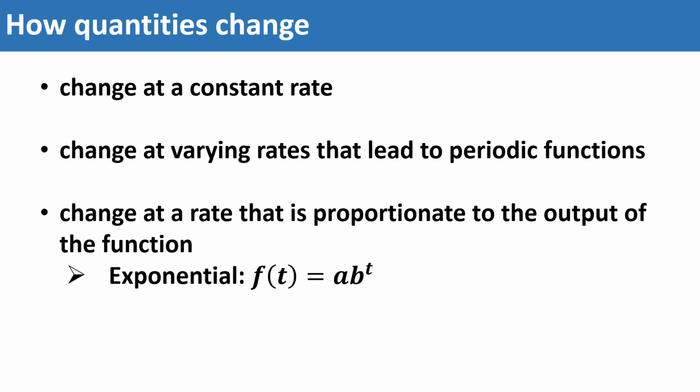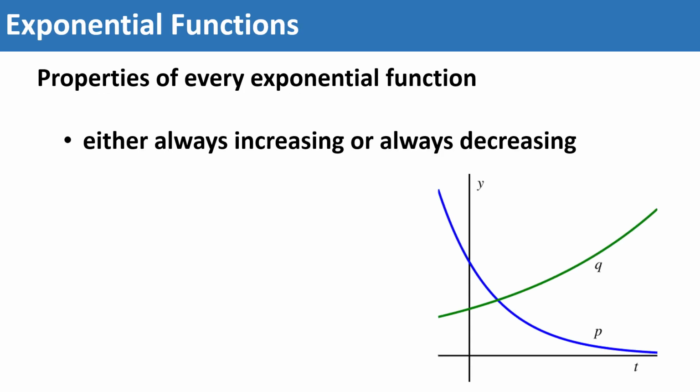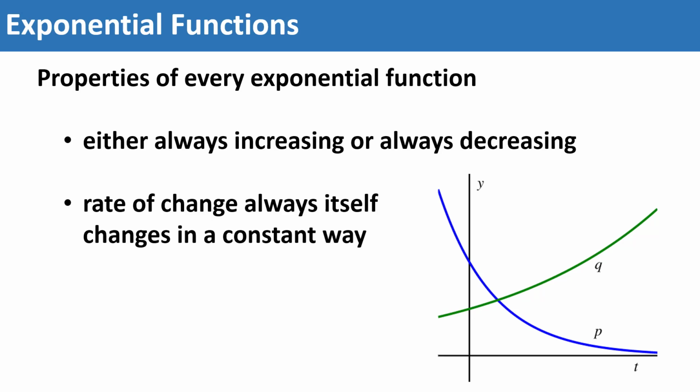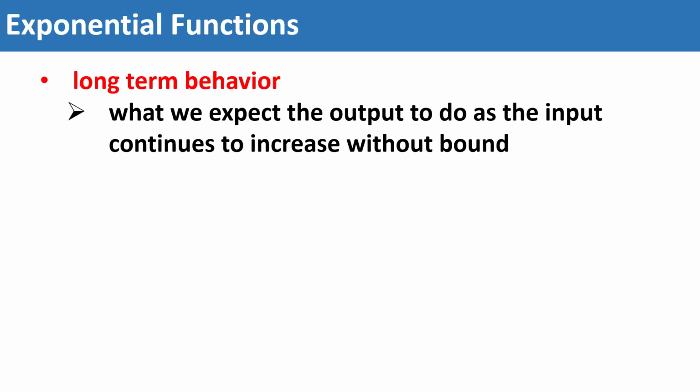In this section, you'll learn that every exponential function has the consistent property that it either always increases or always decreases. In addition, you'll find that, by definition, an exponential function's rate of change always itself changes in a constant way. For example, one class of exponential functions always decrease and always decrease at an increasing rate.